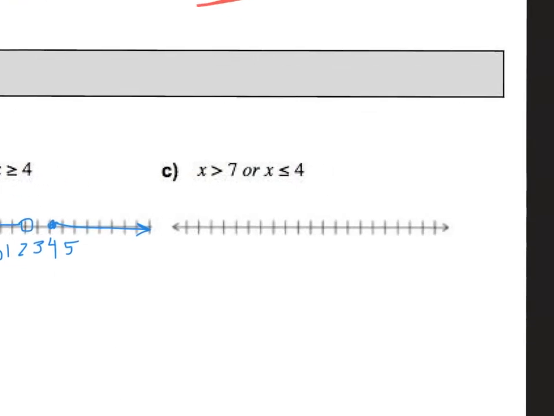And our last one here, letter C, we've got 3, 4, 5, 6, 7, 8. Close dot on 4, open dot on 7. We want numbers bigger than 7, or numbers smaller than or equal to 4. So again, we'll see in this OR situation that our arrows are pointing away from each other.